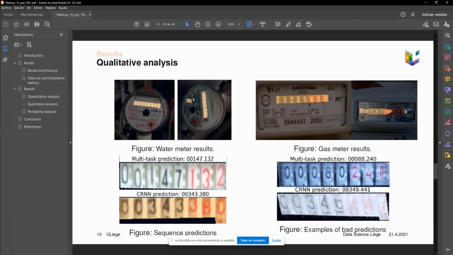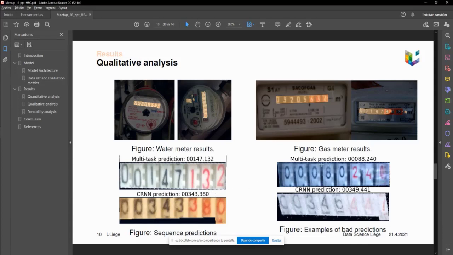Continue with the sequence predictors. We can see here the prediction of the counter, and this is exactly what we were looking for when creating these models. The sequences are correct, are well predicted.